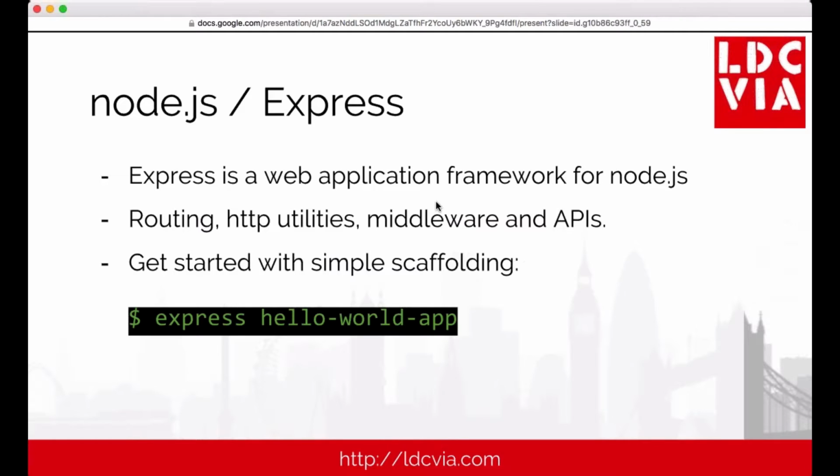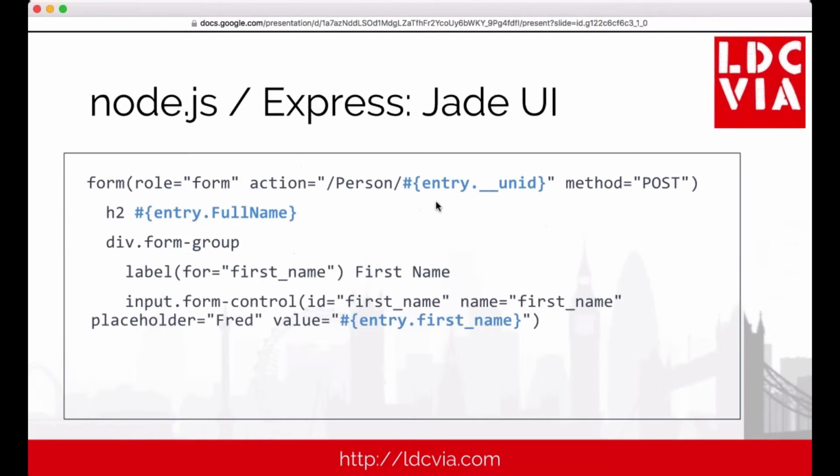So that's just a 50,000 foot view of Express. What I'm using here, because this is all on the server, we need something to render a user interface. Now, I don't want to get too deeply into that because we're really looking to talk about how we're making use of the LDC Via API. But it's probably just worth mentioning that we're using Jade, which is one of the standard view engines for Express, although of course you can use any user interface really that you want.